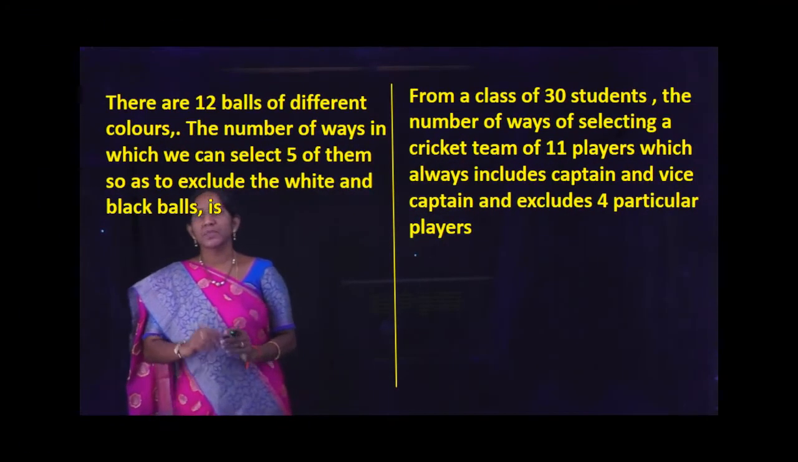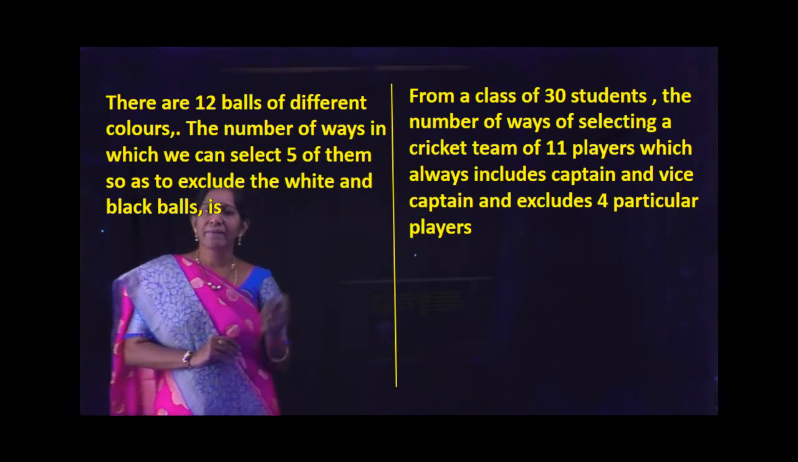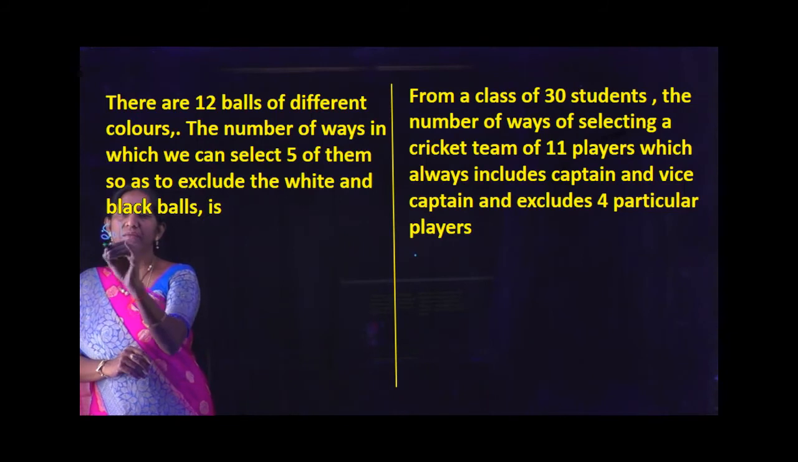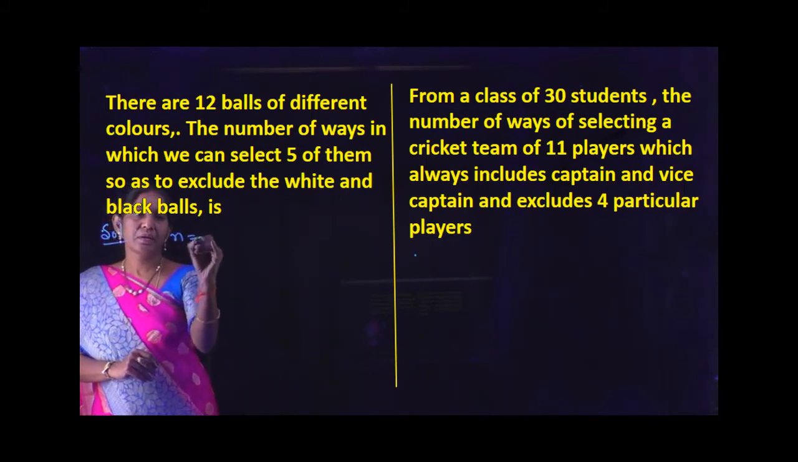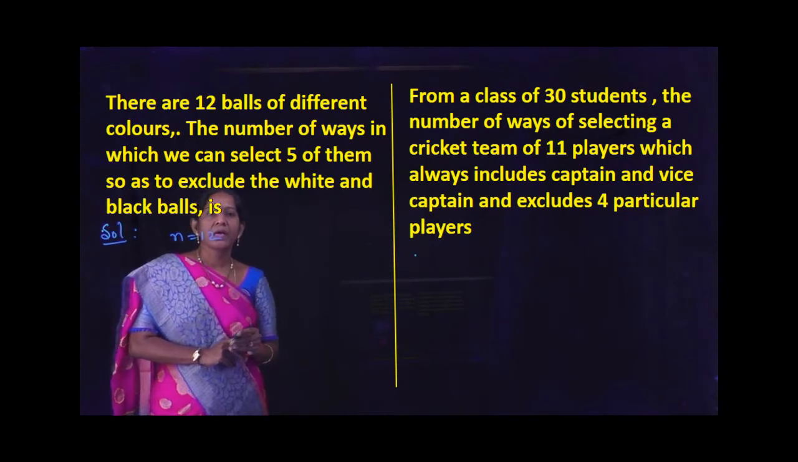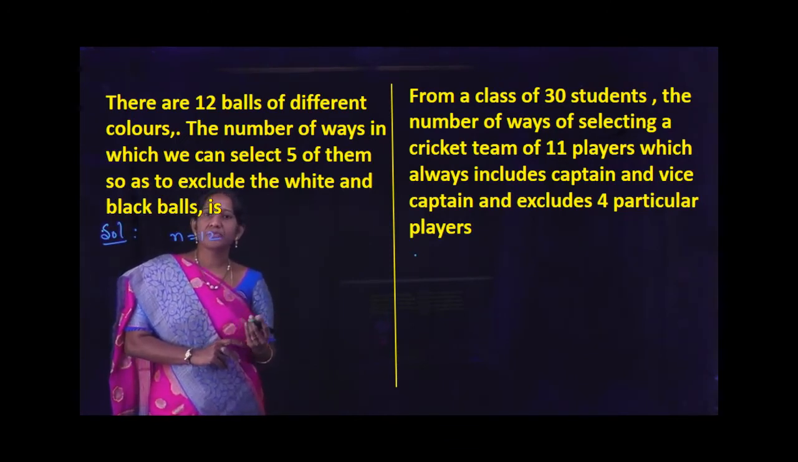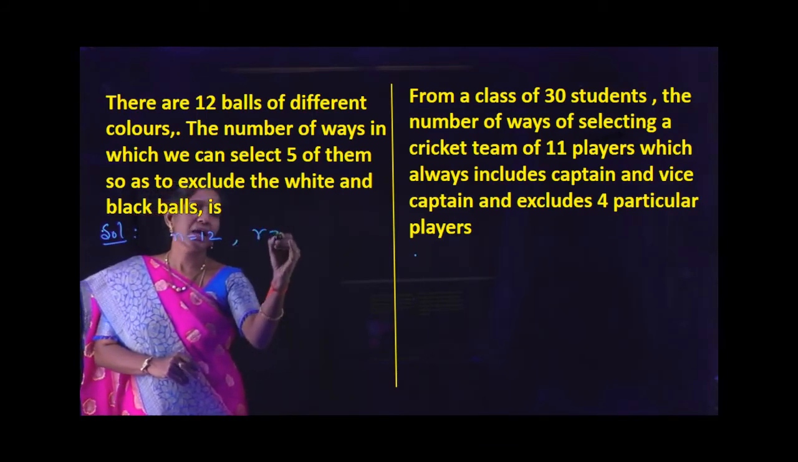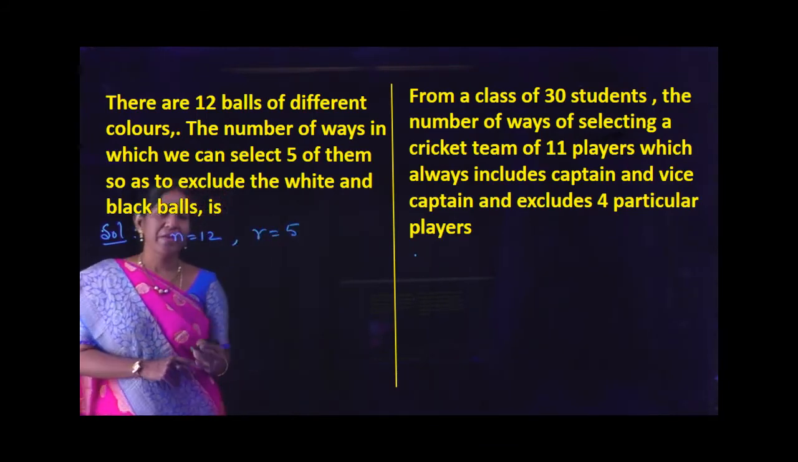Come to the next problem. There are 12 balls of different colors. That is n equal to 12, given. So n is 12. The number of ways in which we can select 5 of them. Select things are denoted by r. So r equal to 5, given.